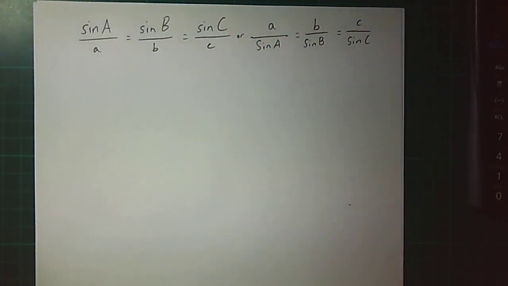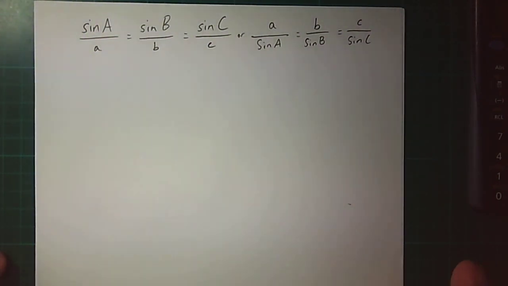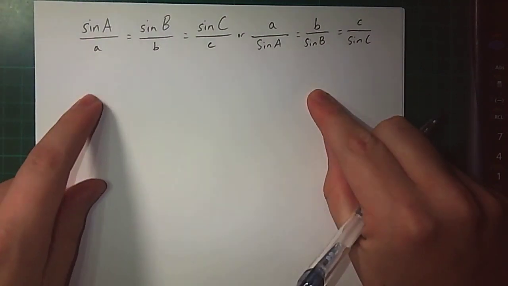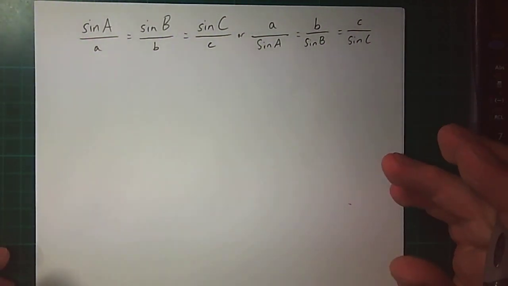In this video, I'm going to be talking about non-right angle trigonometry and simultaneous equations involving quadratic equations. To start, we're going to talk about non-right angle trig, and specifically the sine rule. There's two versions of the sine rule.